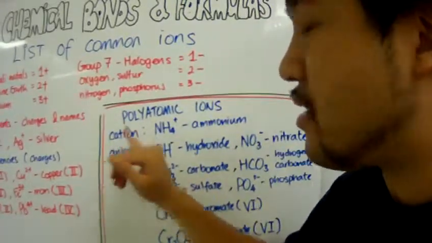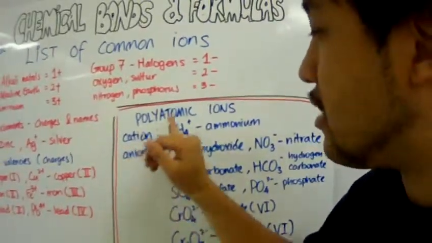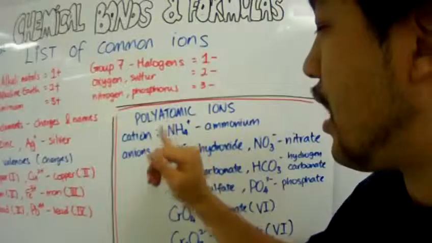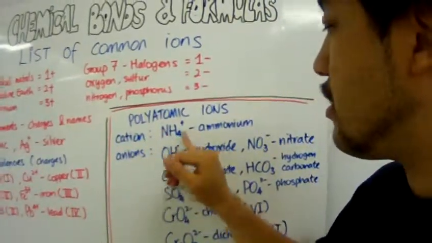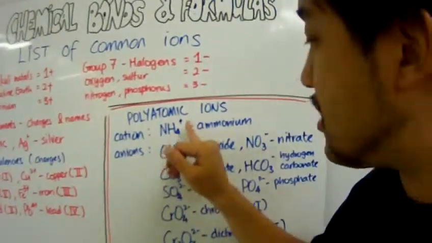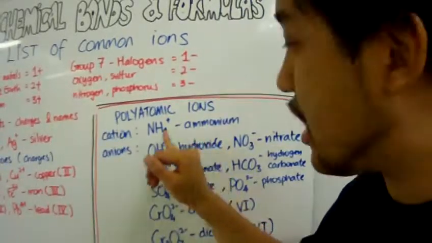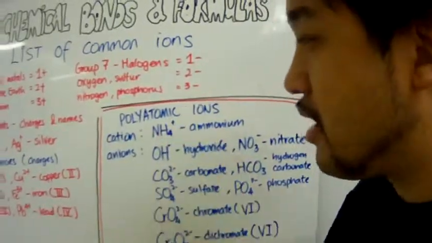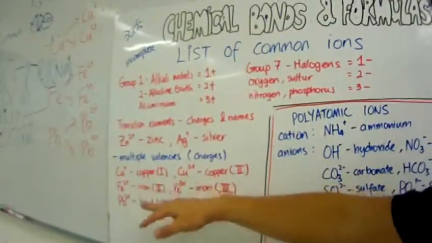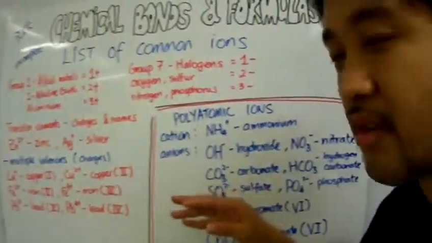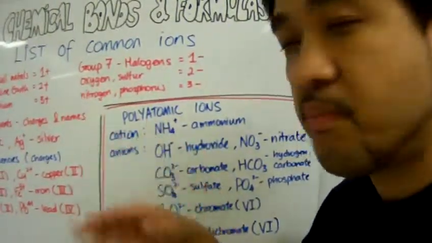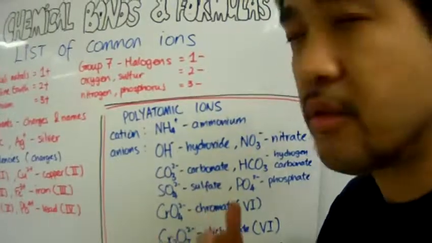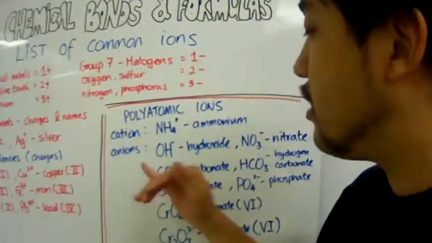Anyway, the only cation among the polyatomic ions is ammonium, NH4+. You have to remember these ions, and you also have to remember the common charges and how to write them. There will be clues later on, and I'll teach you a little more.